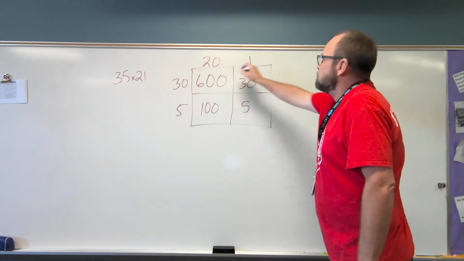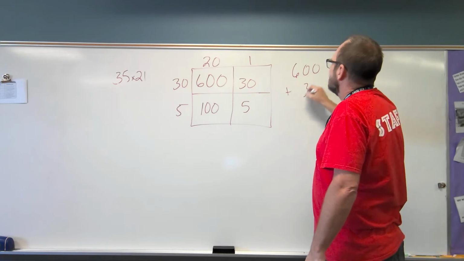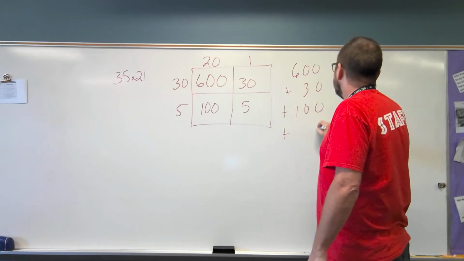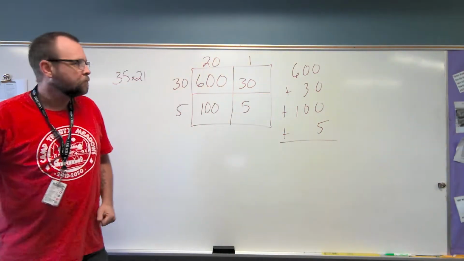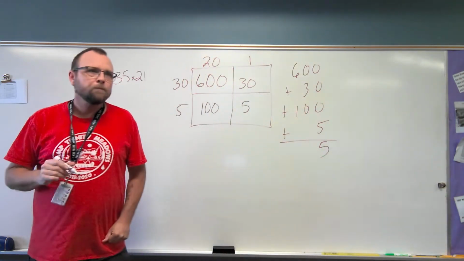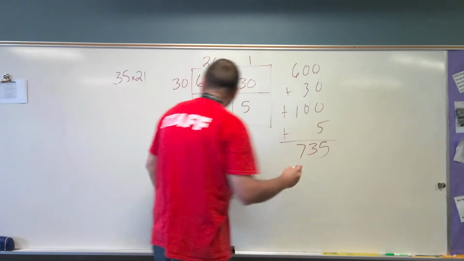All right, so then we just add our products all together. 600 plus 30 plus 100 plus 5. 0 plus 0 plus 0 plus 5 is 5. 3 plus nothing else is 3. 6 plus 1 is 7.